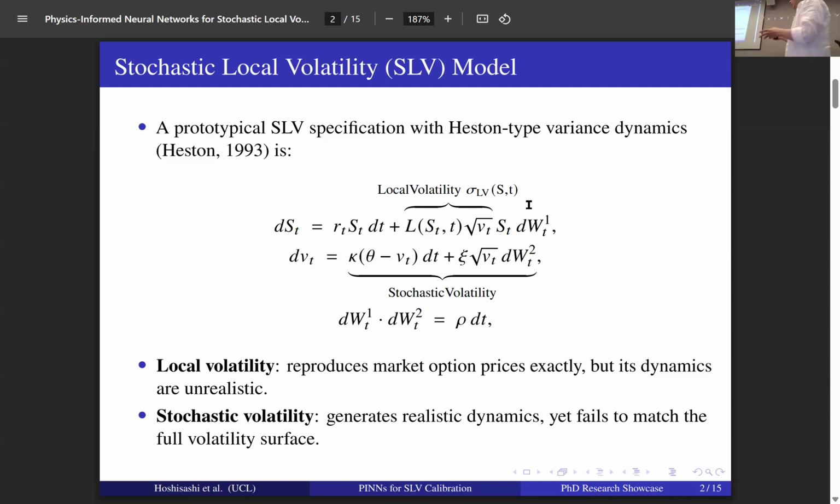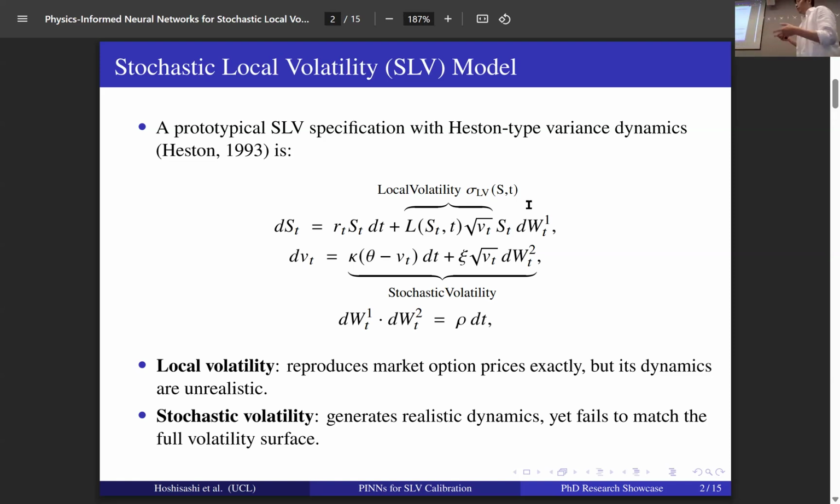Then here's the problem. If you choose the local volatility, then you can reproduce the market option prices exactly, but that dynamics doesn't fit with the real market movement, becoming unrealistic dynamics. But if you choose the stochastic volatility model, you can generate realistic dynamics, but it fails to match the full volatility surface, the real option market prices.